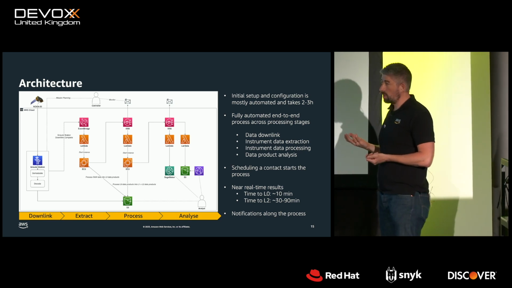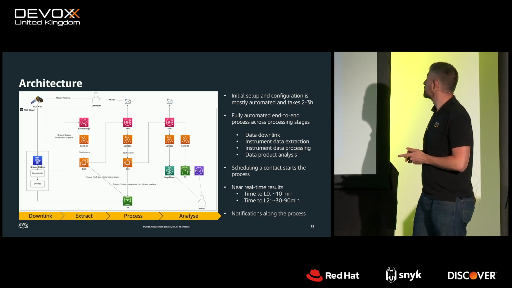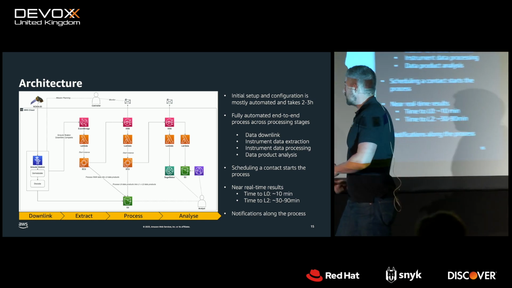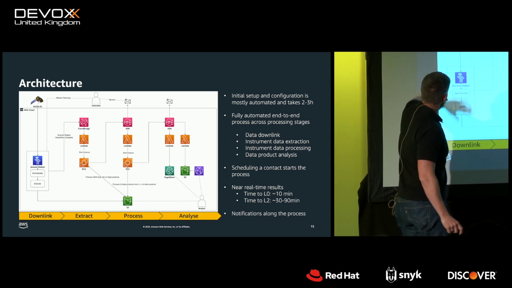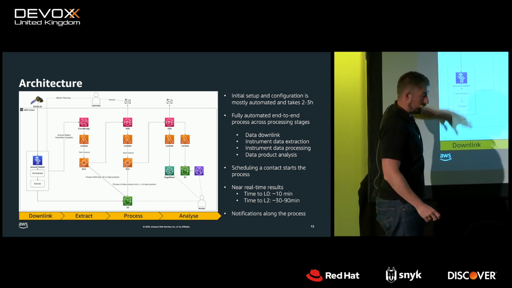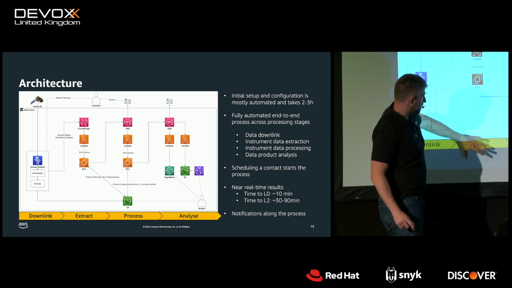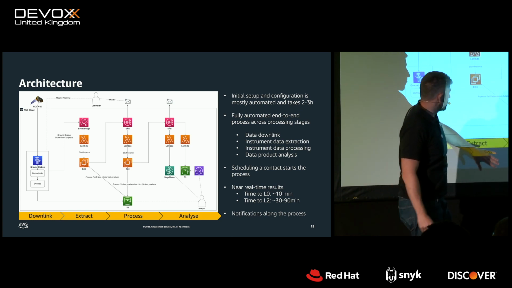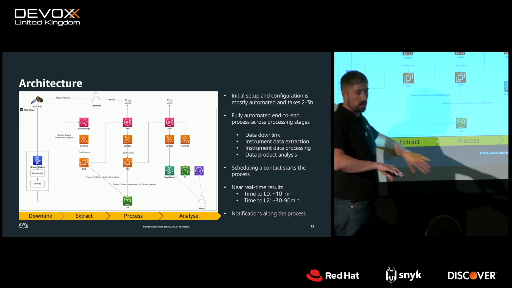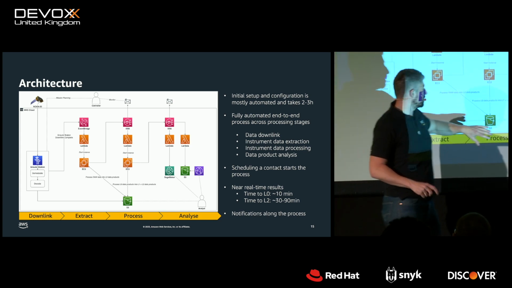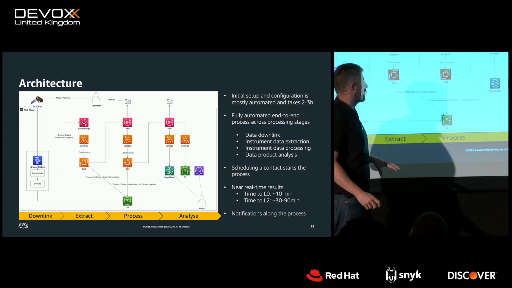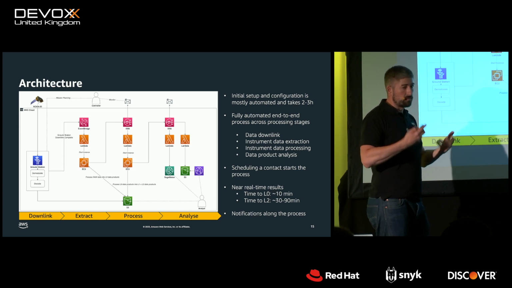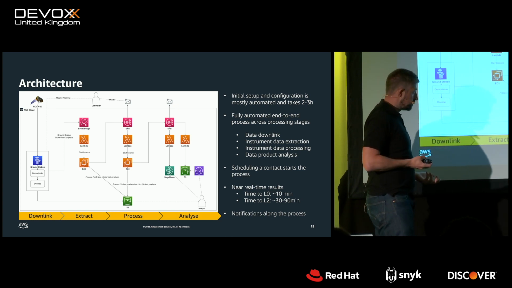Once it's set up, the process is automated, and it's split into 4 main parts. So what we have is the downlink part here, where we have the ground station. It just takes the data. Then we extract data, where we create the L0 data products. Then the process, where we create the L1 and L2 products. And then the analysis phase, where we upload the data somewhere, apply machine learning, bring it in a different format so that humans can work with it.